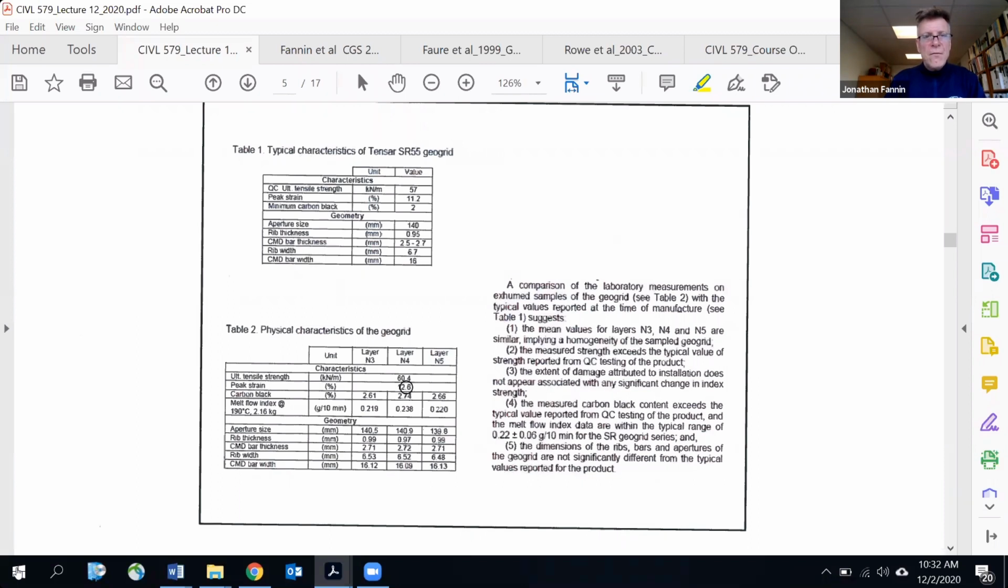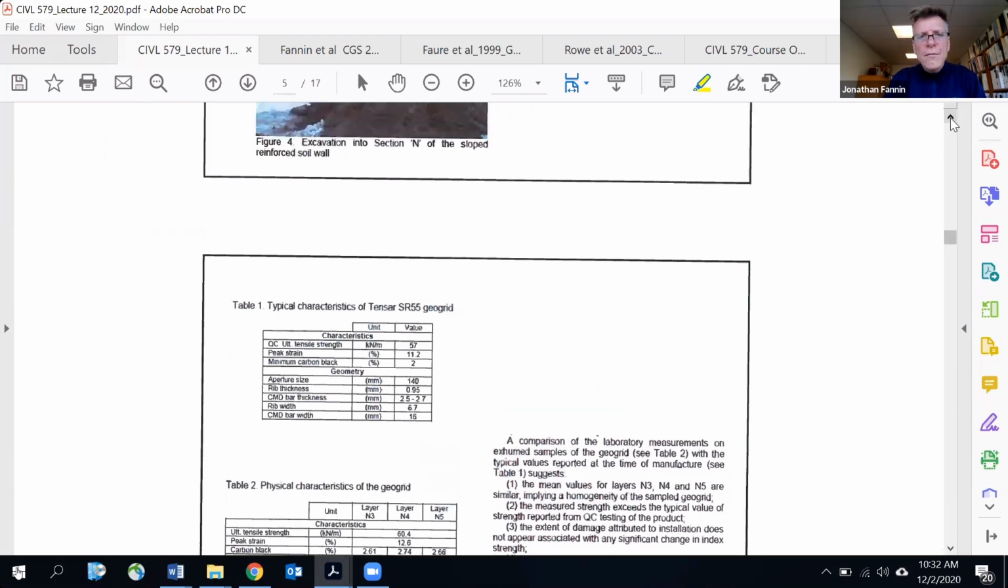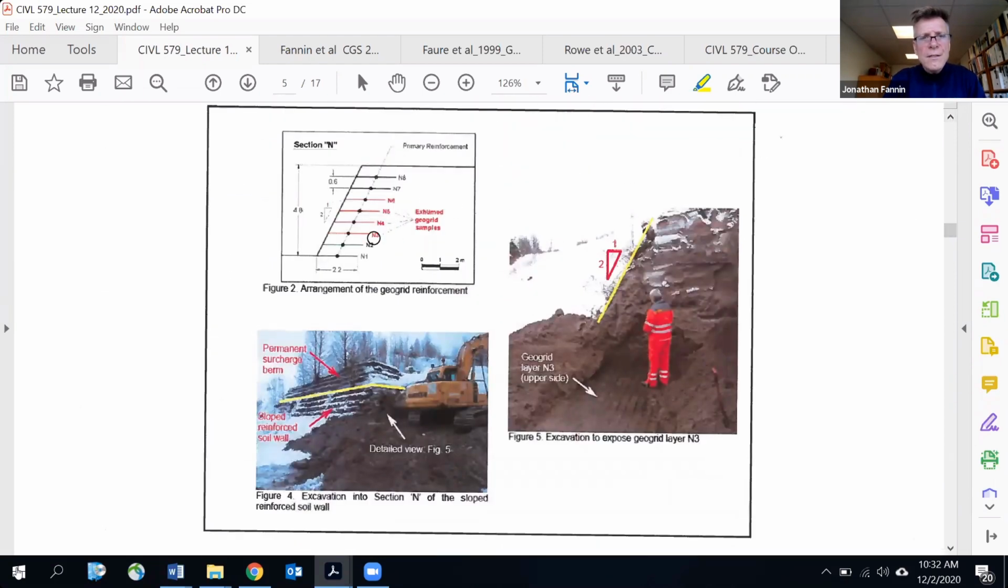So that's what we have for the product nominally as it would be supplied to the project. And then for layer number 3, 4, and 5, let me just go back up here. Layer 3, 4, and 5. Yes, 3, 4, and 5. 6, I'll speak to separately.